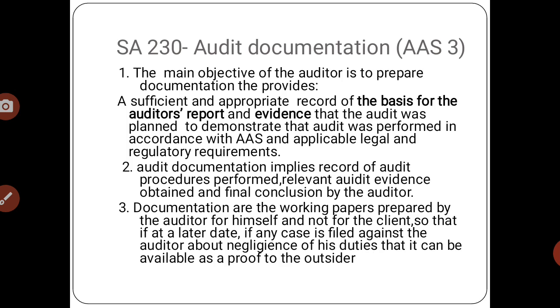They keep the evidence of the auditor's report, and also evidence that the audit was planned and performed in accordance with standards on auditing and other legal and regulatory requirements. The two main purposes are the auditor's report and the evidences, the basis for the auditor's report. Audit documentation implies a record of audit procedures performed, relevant audit evidence obtained, and final conclusions by the auditor. So based on this audit documentation, an auditor can draw a final conclusion.